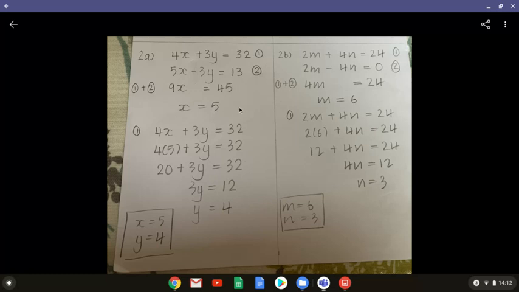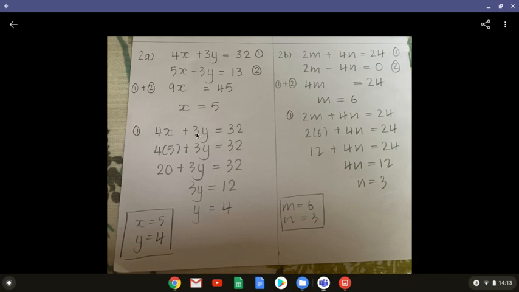And then we can substitute in our value of x like before in question 1, no different to question 1 from now on. So 4 5s plus 3y equals 32, so 20 plus 3y equals 32. Subtract 20 from both sides of this equation. Left with 3y equals 12 and y equals 4.